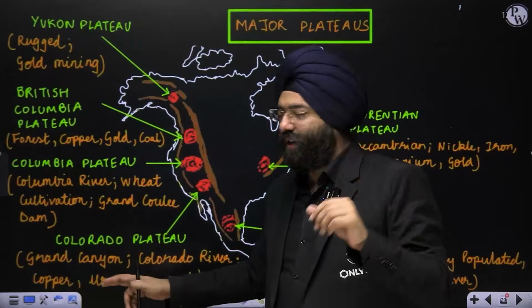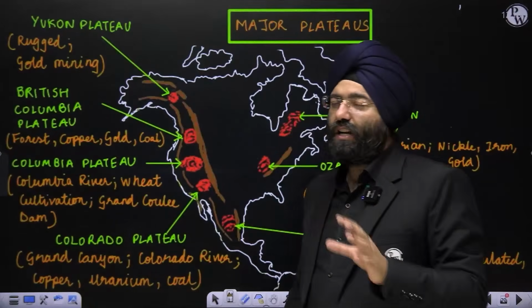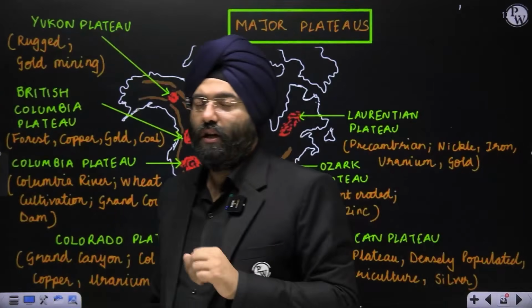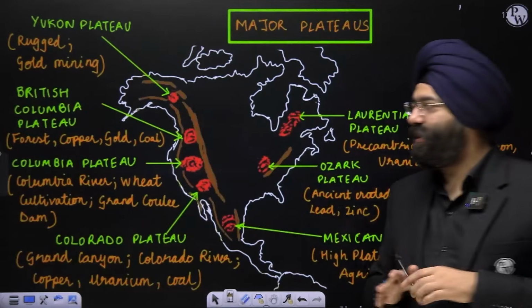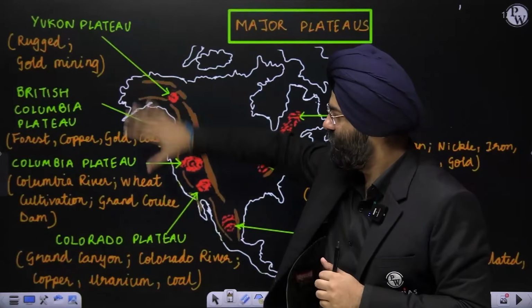Again, over here, the important thing is that copper, uranium, and coal are also found here. That is why it becomes really very, very important. So these are the regions which are present. These are the plateaus on the western side.